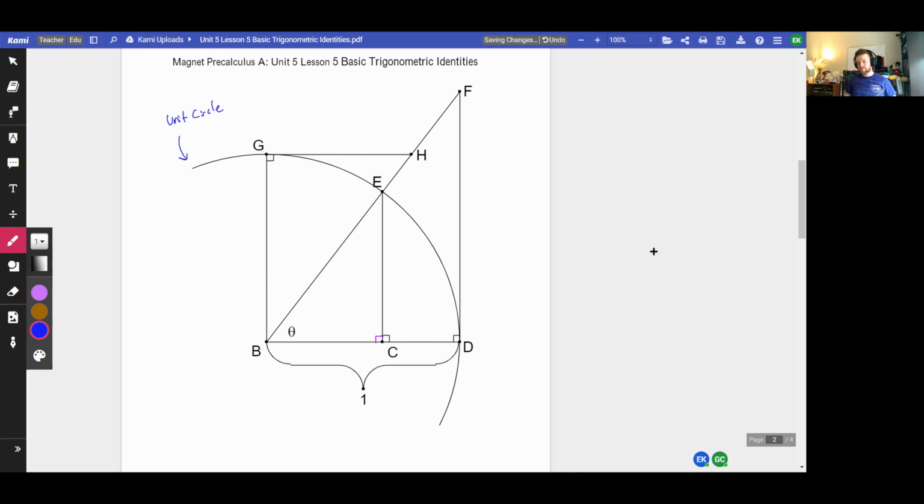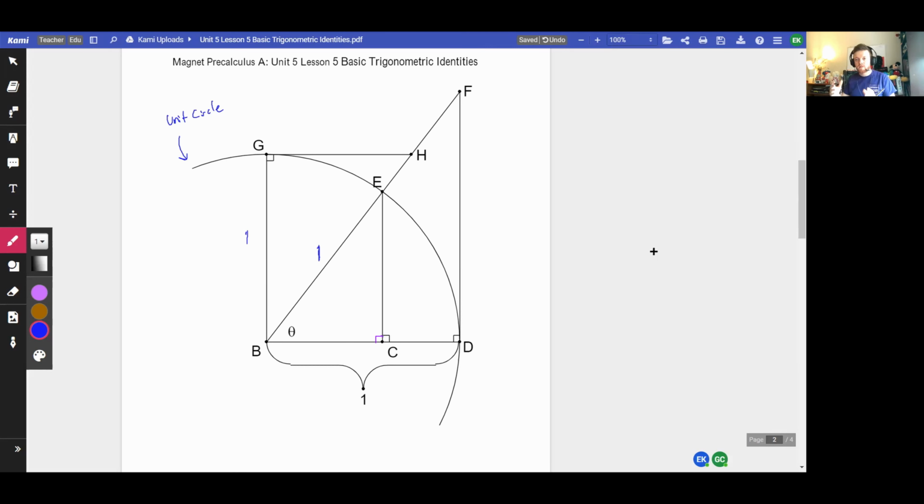What else is 1 then, because this is a unit circle? We have BE. That's 1. And then BG is also 1 because that's also a radius. It's another radius. Collectively, all radii. So we're starting to add things to this unit circle.